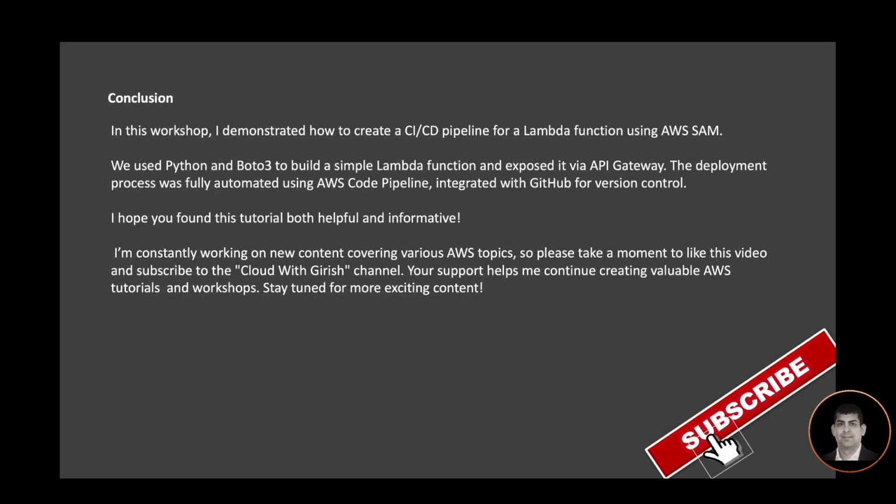So in this workshop, I demonstrated how to create a CI/CD pipeline for a Lambda function using AWS SAM. We used Python and Boto3 to build a simple Lambda function and exposed it via API Gateway. The deployment process was fully automated using AWS CodePipeline integrated with GitHub for version control.